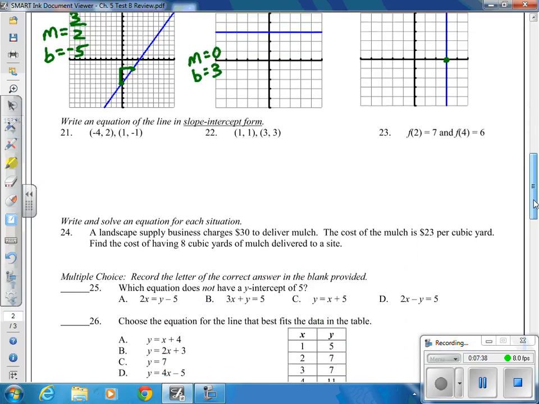For 21 to 23, you're still using intercept form, but this time they gave you two ordered pairs, or in number 23's case, they gave you function notation that you have to make into ordered pairs.